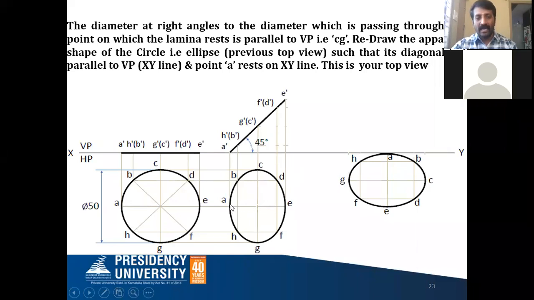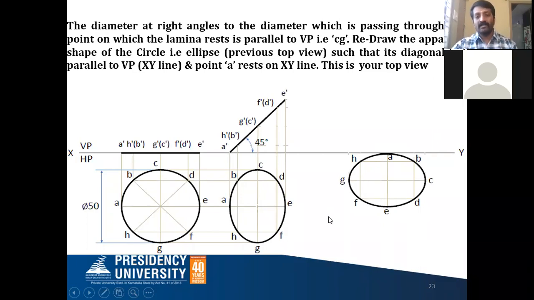So AE is the diameter point where it is resting on HP, and the perpendicular to that diameter is CG. So he says the CG should be parallel to your VP. Parallel to VP means parallel to XY line, you can make it. That's what. So I need to fulfill this condition. CG should be parallel to XY line and the point A should rest on XY line. Like this you have to redraw it.